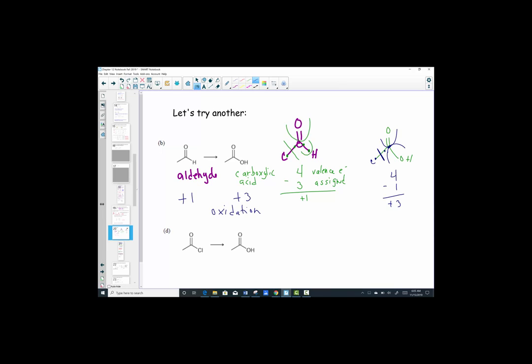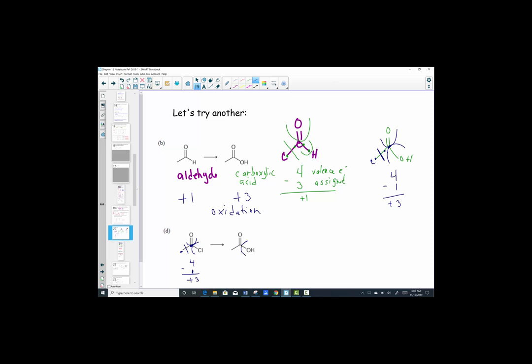Let's try the next one together. Assigning both electrons to the chlorine, assigning all 4 electrons to the oxygen. The carbon in this center here is assigned half of the electrons in that shared pair, giving us again just 1 assigned electron. So carbon lives in group 4A. There is just 1 electron assigned to it, so we have a +3 oxidation state. And this looks very similar.